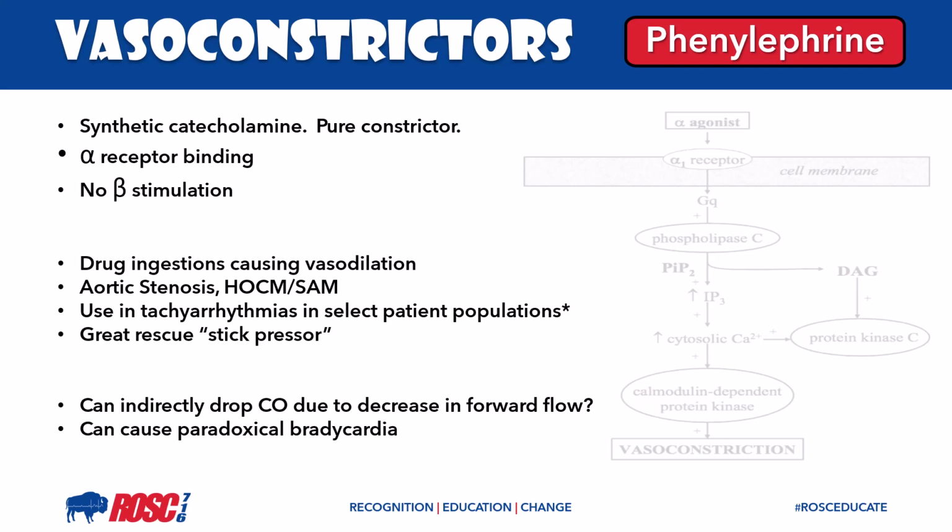Common uses of phenylephrine include drug ingestions that cause pure vasodilatation, aortic stenotic patients in shock, and especially hypertrophic obstructive cardiomyopathy and systolic anterior motion. They're ideal situations for the use of phenylephrine. Because when in shock, we treat these patients by fluid resuscitating and doing everything we can do to reduce contractility. So adding an inopressor would increase contractility. So for this reason, phenylephrine is ideal.